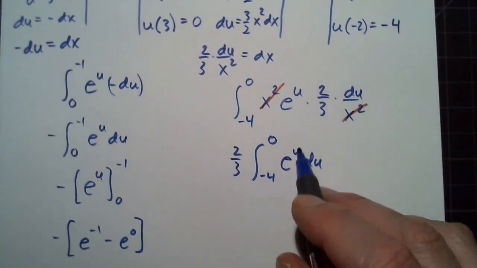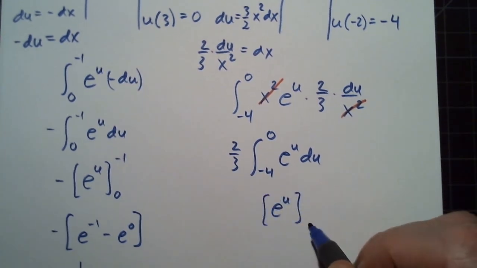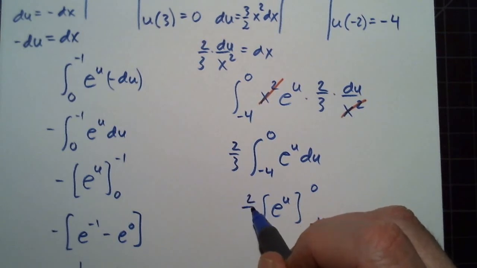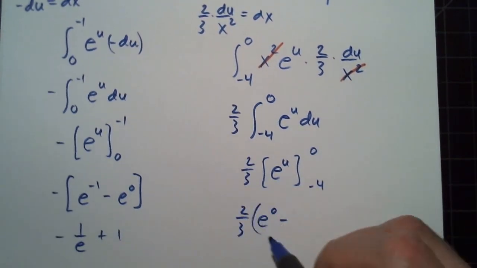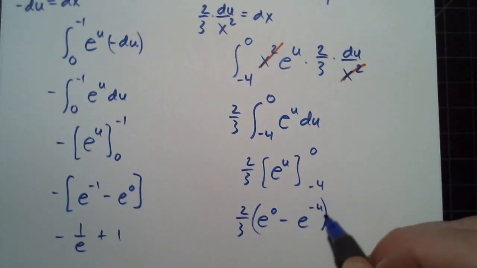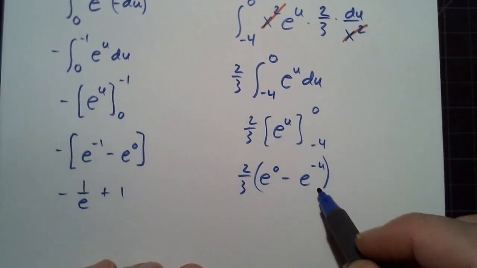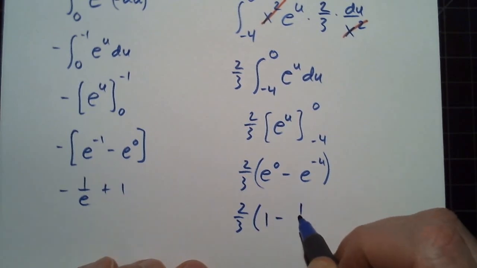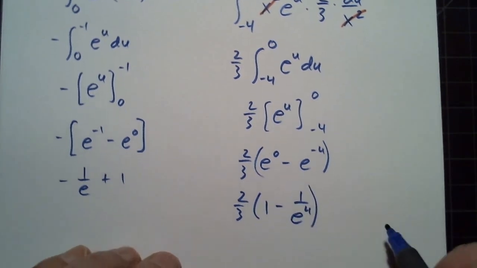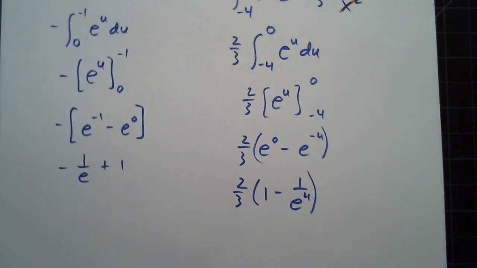The antiderivative of e to the u is e to the u, evaluated from -4 to 0. E to the 0 minus e to the -4. Substitute the 0, substitute the -4, and we'll have 2/3, 1 minus 1 over e to the 4th, and we can leave it like that. We'll stop there.